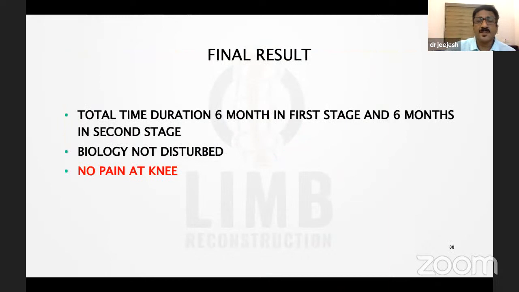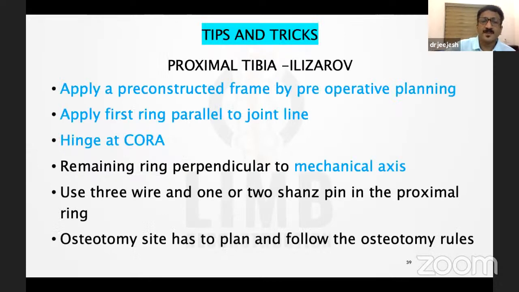And I could achieve a total time duration of 6 months in the first stage and 6 months in the second stage. Here biology is not disturbed by applying this Ilizarov gradual principle, and there is no pain at the knee. Some tips which I follow here: applying the pre-constructed frame by pre-operative planning is important. First thing, parallel to the ring, then you hinge at the CORA, remaining rings perpendicular to the mechanical axis.